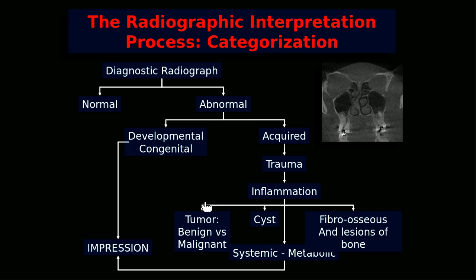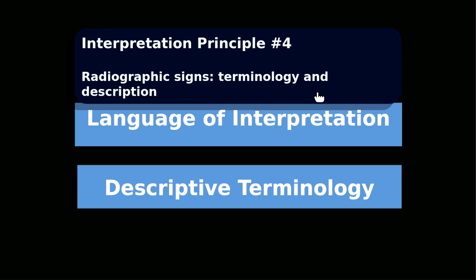This slide I really like, because every time I present, people say this slide is something they really like. First you have to know whether it's normal or abnormal, and if it's abnormal, you have to make sure whether it's developmental or congenital, and then check whether it's acquired in its lifetime, whether from trauma or inflammation, and then you can categorize whether it's a tumor, cystic lesion, fibrosis, or systemic or metabolic. Based on that, you can make your impression and move ahead with your treatment planning. So this diagnostic part will really help you in making your treatment worthwhile.